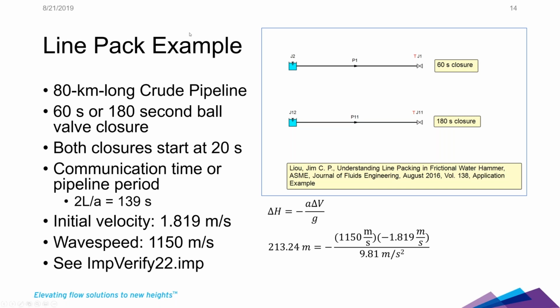And if anybody's wondering why we have these negative values, so if we have H2 minus H1, then we have to have V2 minus V1. Well, V1 is our positive initial velocity, and V2 is 0, so that's why V2 minus V1 is negative, and that counteracts this other negative, so we get a positive head rise. So that just keeps track of the deltas, making sure that the deltas stay intact. And this is also in our verification cases, Impulse verify 22.